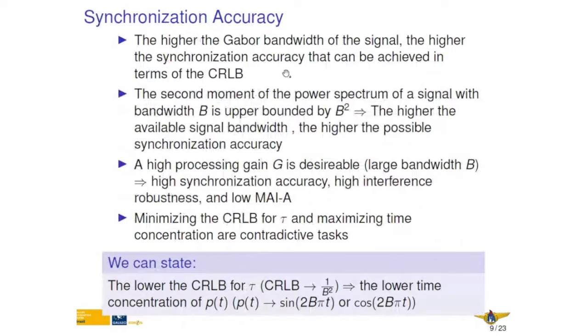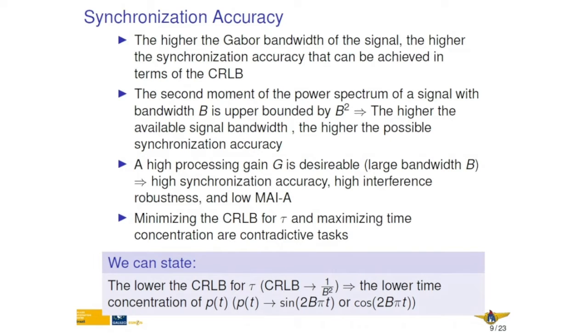Gets smaller, and that's why the synchronization accuracy is higher. Then the second moment of the power spectrum of the signal with bandwidth b is upper bounded by b squared. We have seen this, and consequently, the higher the available signal bandwidth, the higher the possible synchronization accuracy. We have also seen that the higher the signal bandwidth, the higher the processing gain. So in general, high signal bandwidth is good so far.